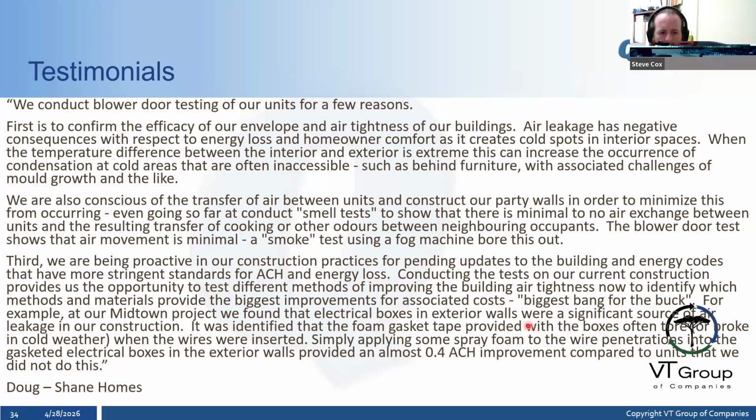He goes on to note that they've identified a foam gasket around electrical boxes often being broken when the wires are inserted, and simply chasing that down, he's found an improvement of almost 0.4 air changes per hour on their attached units. So again, that speaks to the difficulty of ACH effectively reflecting air leakage through an attached unit, because it is a small leakage over a small volume. Even something as simple as filling electrical holes through electrical boxes can have a significant impact on ACHs.